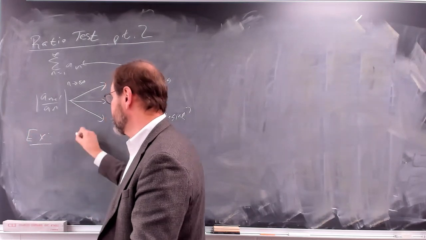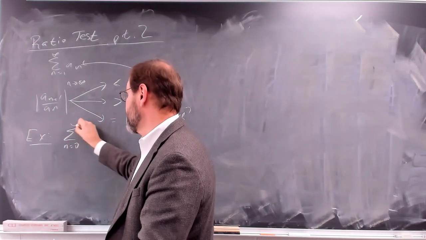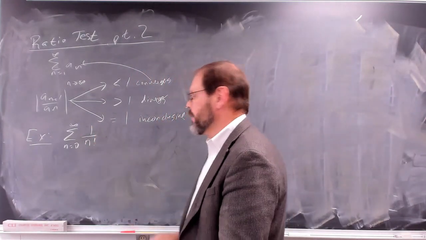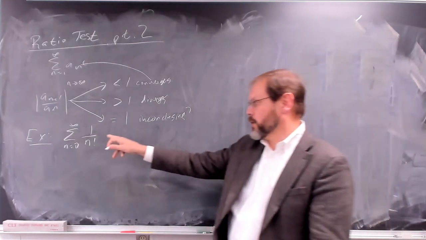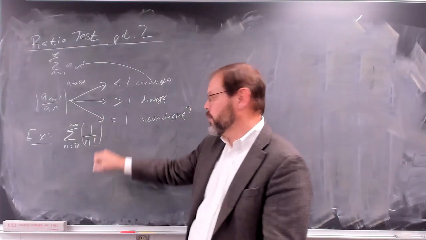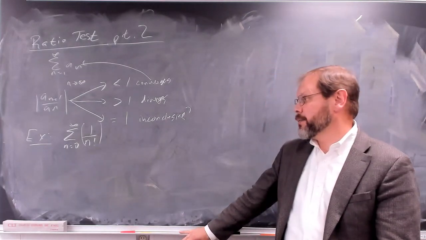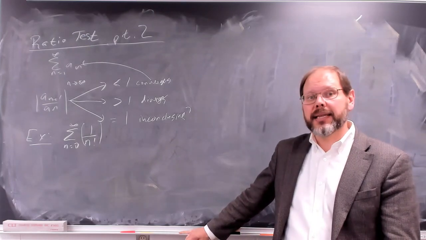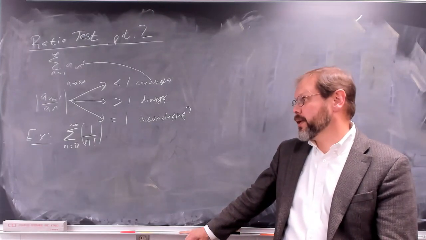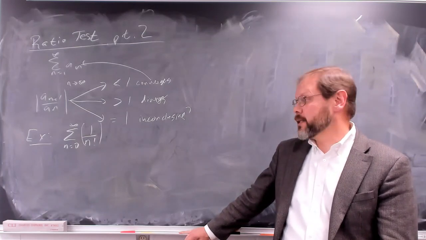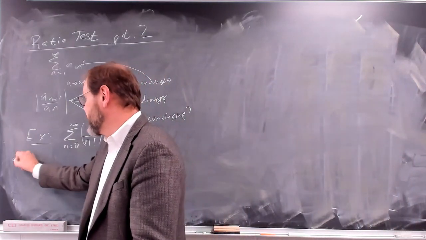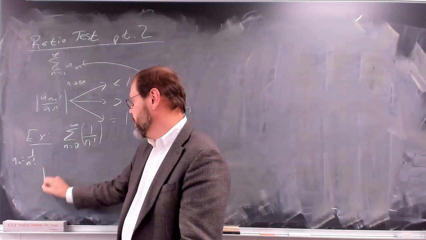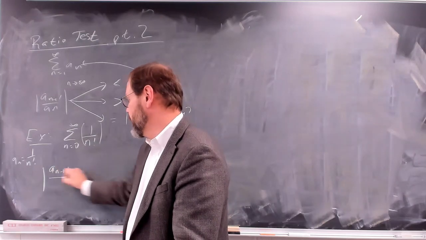A great example: the sum from n equals 0 to infinity of 1 over n factorial. If we think about what's happening with a series like this, the terms are 1 over n factorial. The terms are getting closer and closer to 0, but as we've seen, that doesn't necessarily mean that the series will converge. Okay. So we could use a ratio test to try to understand this. Right? So my terms, a sub n, would be 1 over n factorial. And what I'm really doing is looking at a sub n plus 1 over a sub n.